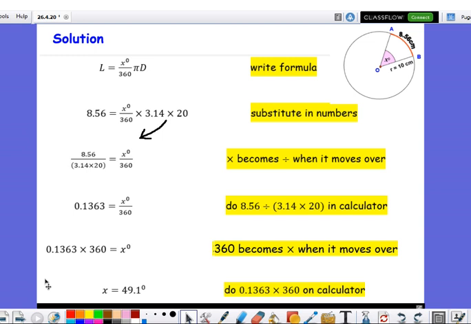You now have some questions on your worksheet like this example. Good luck.